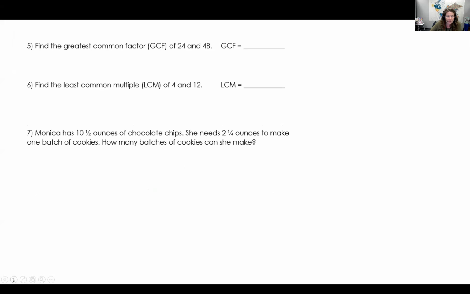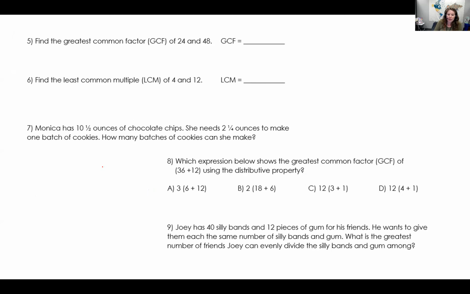All right, so we decided the answer was 4. So basically those 4 friends would each get 10 silly bands and 3 pieces of gum, right? If he tried to give 5, this one would get 8 silly bands, but this wouldn't divide evenly. If he tried to give 10, that wouldn't work. So the answer is 4 friends. And if the question was what would they each get, the answer would be 10 silly bands and 3 pieces of gum.